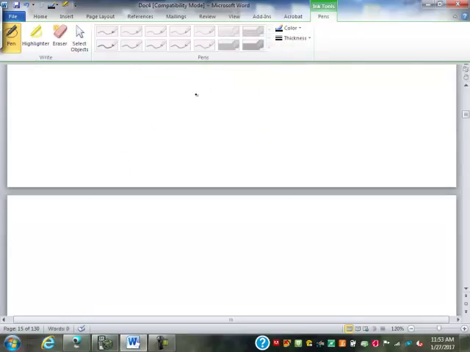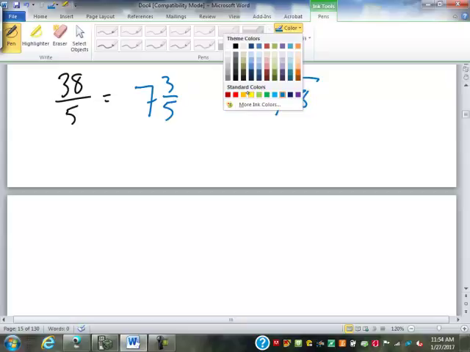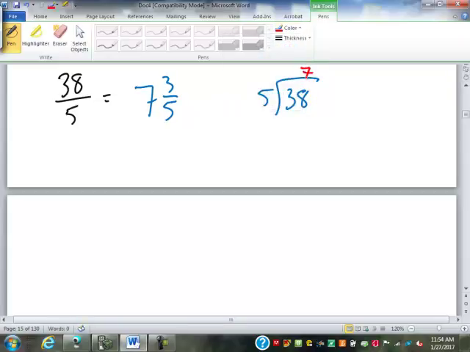Have you guys do 1 in your notes? 38/5. See what you come up with there quick. So go for it. What'd you come up with? 7 3/5. Good. 38 divided by 5. 5 goes into 38 7 times. 7 times 5 is 35 with 3 left over. So 7 3/5.